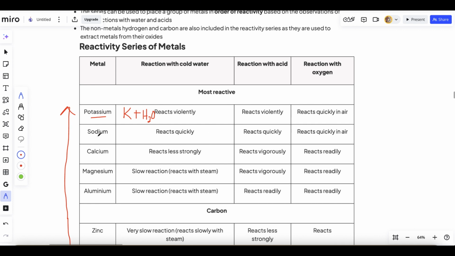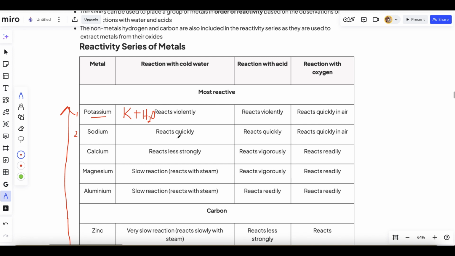Now the second on the list, this is the top one, so we can call it number one. This is our number two. Sodium is the next one. Sodium reacts quickly with cold water, very quickly with acid, and also reacts quickly with air. So it reacts with cold water to form sodium hydroxide and hydrogen gas.